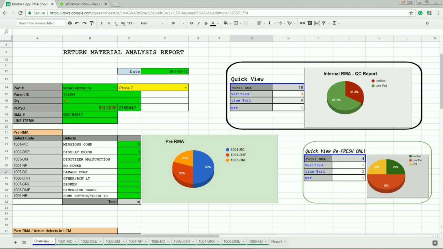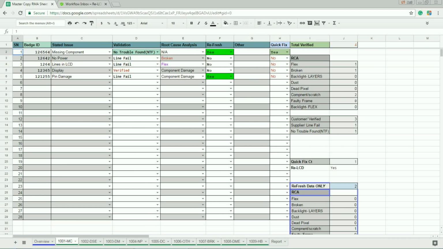Here I'm going to guide you through what every single RMA process looks like for the QC section. For example, we grab one of these 1001MC bins and go through the internal RMA QC, and you can see there are 1, 2, 3, 4, 5 LCDs listed there with the batch ID. For the first one, 126564, this 33 is missing component. The validation after QC we found to be no trouble found. Since it does not have any trouble, there's no root cause analysis.